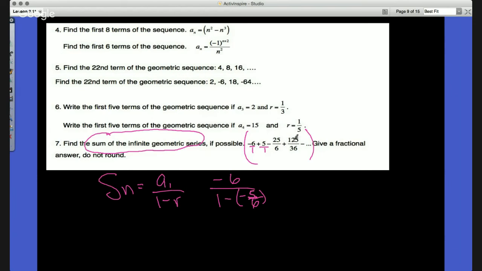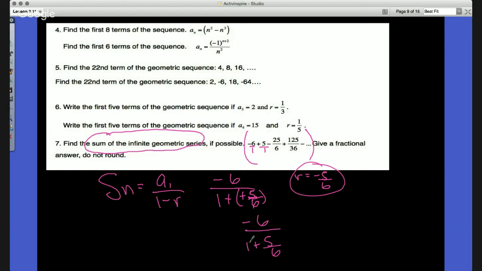So we could try it from the third to the fourth. 25 times what equals 125, that's 5. And 6 times what equals 36, and that's 6. So our ratio, R, is -5 over 6, which is what we multiply from 1 to 2, 2 to 3, 3 to 4. Now to continue, we have -6 over 1, and now we can add because there's no exponent there. So order of operations allows us to do 1 plus 5 over 6.